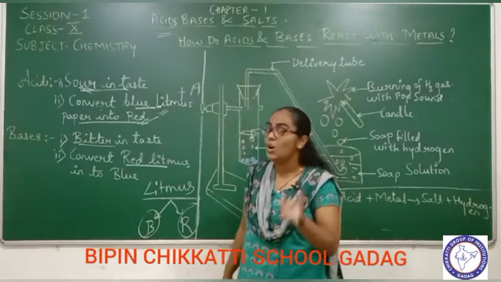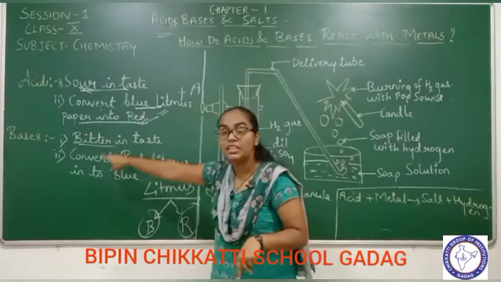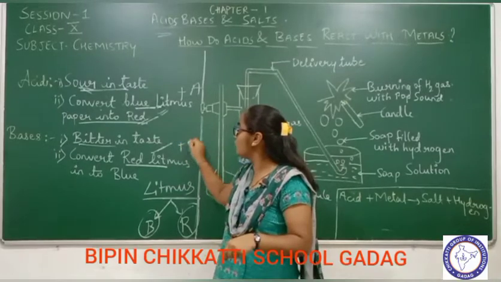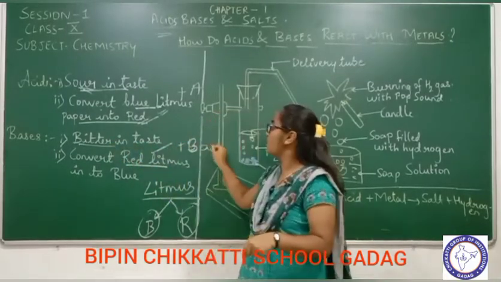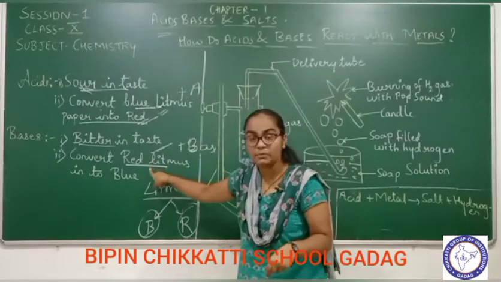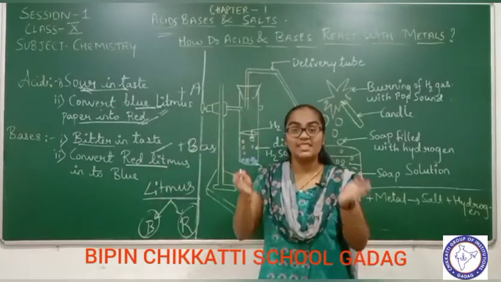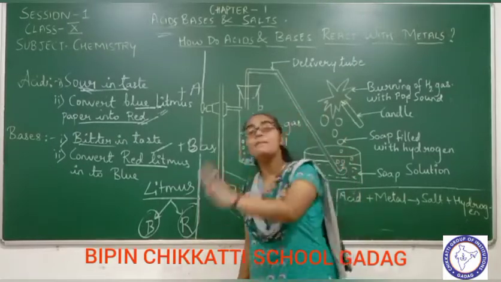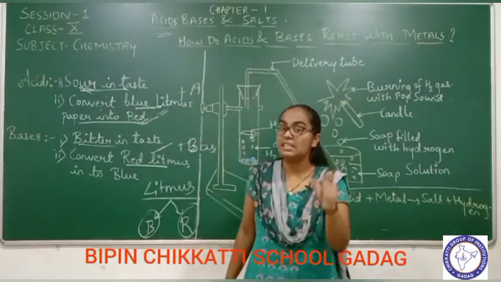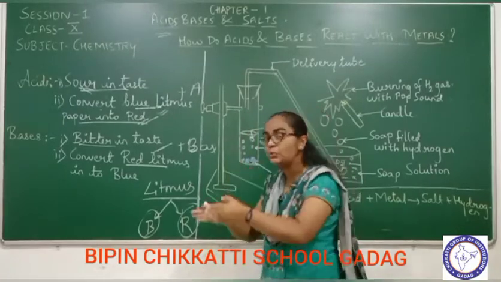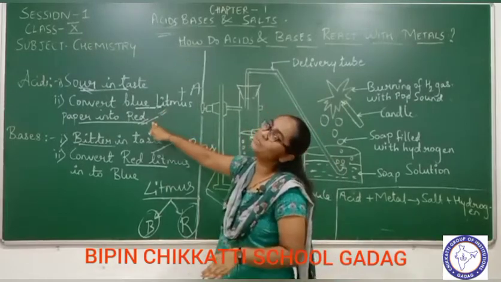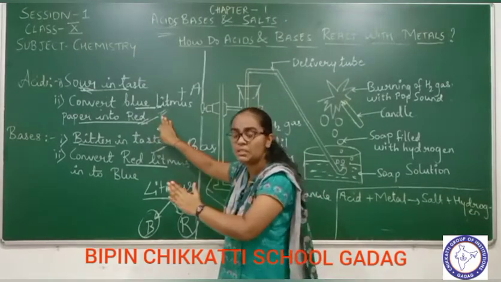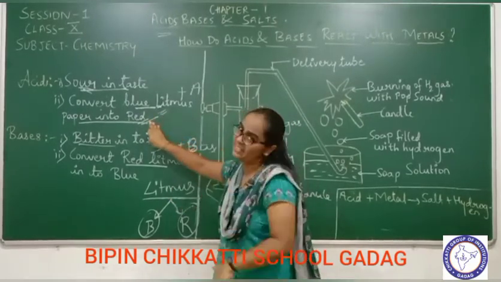Now for bases, what will happen? It is the reverse. The litmus paper which is red in color, if you treat it with a basic solution, it will convert that red litmus paper into blue, right? So this is a testing agent which says whether a particular solution is acidic or basic in nature. Suppose the sample is acidic, then when you treat it with blue litmus paper, it converts into red. So keep in mind, when acid reacts with blue litmus paper, it will convert into red litmus paper.